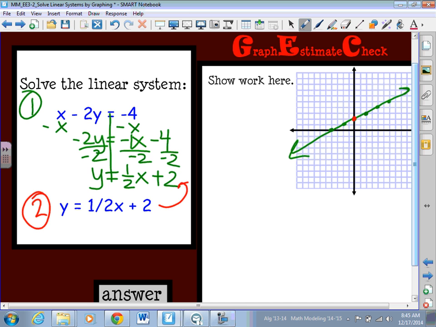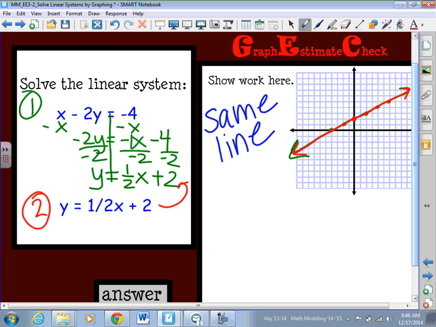So again, my y-intercept's on the same point. I'm going to go up 1 and over 2. So it looks like these points are identical. So the lines are identical. So what does that mean? Remember our solution, we have the same line here. That's our issue. And a solution is where they intersect.